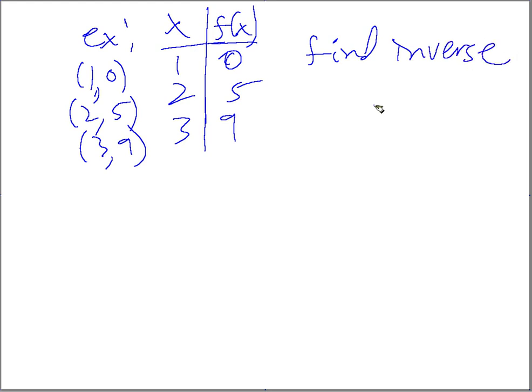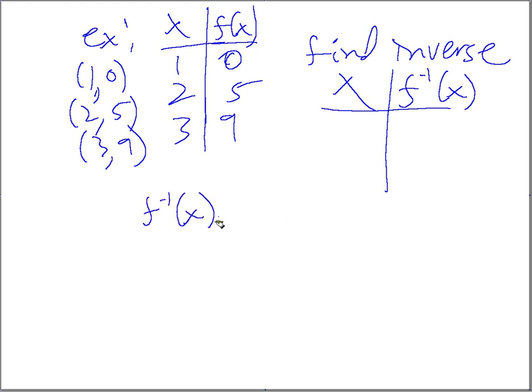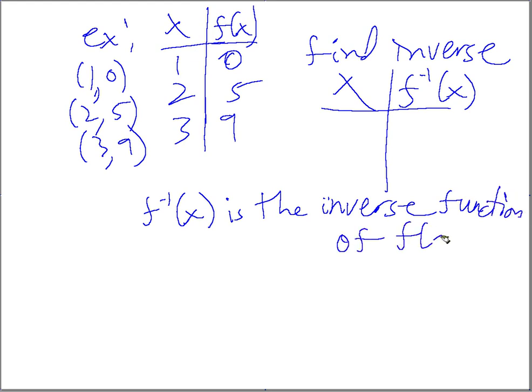Find inverse. Here's how we write the inverse: f to the negative 1 of x. Now this negative 1 is not an exponent. Again, this is just function notation for inverse. In other words, we're saying that f negative 1 of x is the inverse function of f of x.